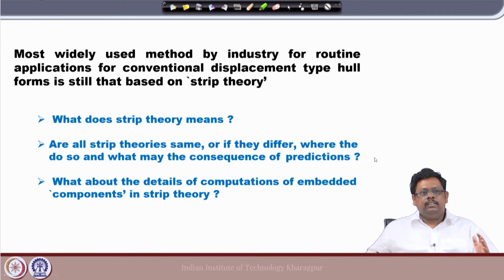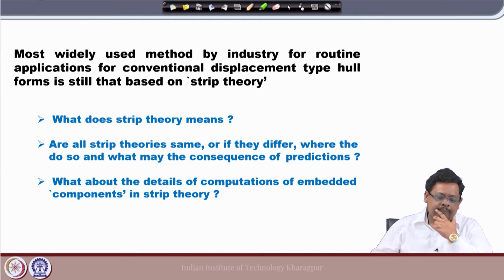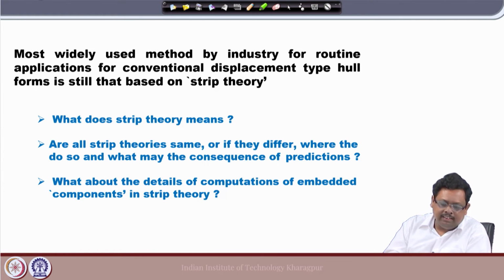Now, the most widely used method, apart from all these methods, the Rankine-based panel method, which is 1 upon r, or the frequency domain panel method, is the strip theory. People may be a little skeptical, wondering why strip theory is the most popular.